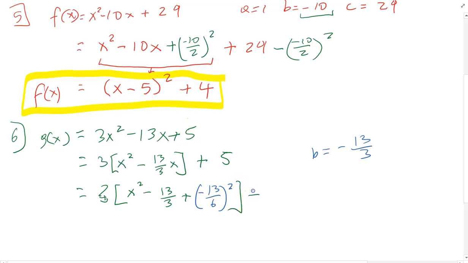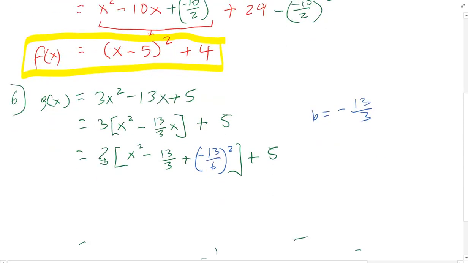Then plus 5. And then whatever we added to this section, or the left side, let's think of it that way, we will subtract from the 5. So that would be negative 13 over 6 squared. But notice we had this negative 13 over 6 squared multiplied by 3, so we have to also multiply it by 3 there.